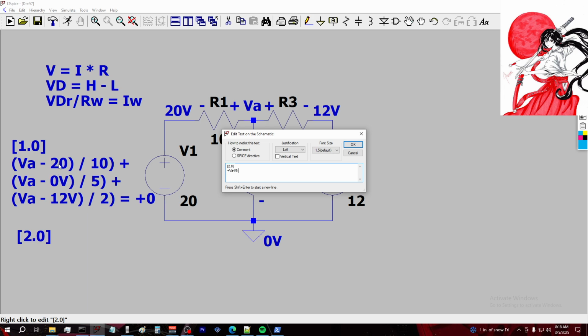So let's see what we got now. We have 20, 0, and 12. 20 divided by 10 is 2, negative 2. 0 divided by 5 is just 0. Negative 12 divided by 2 is negative 6. If we add negative 2 and negative 6, we get negative 8. Now we can put that on the other side of the equation and get positive 8. So VA times 4 over 5 equals 8.